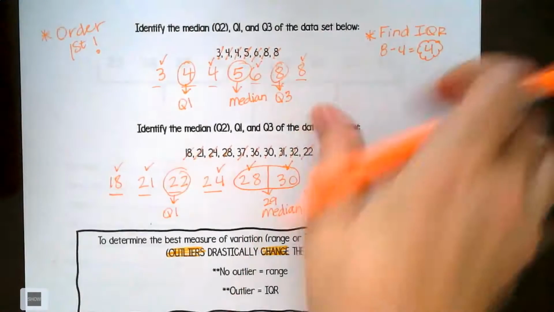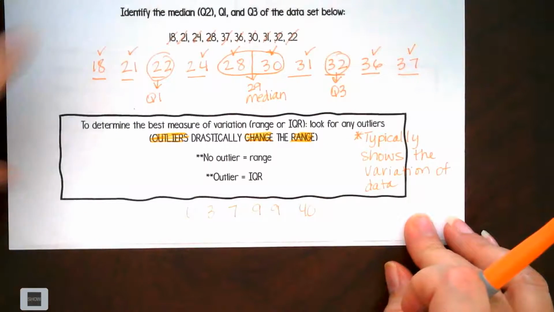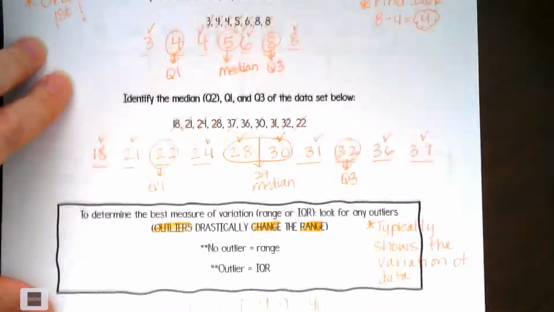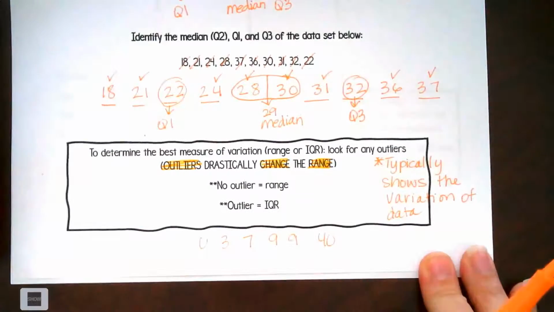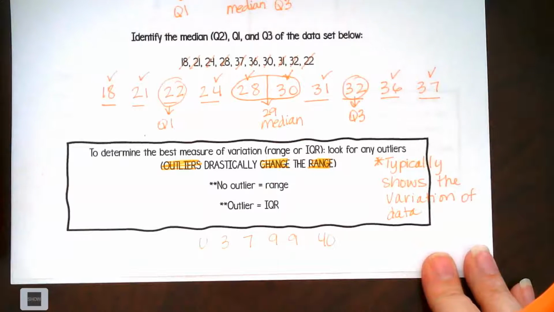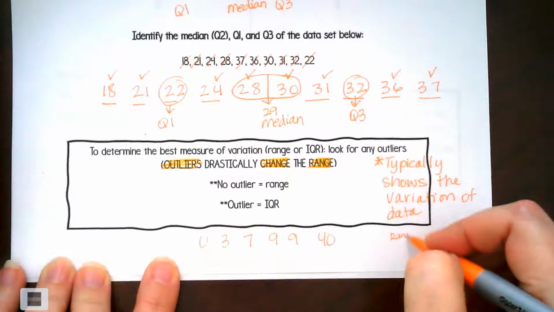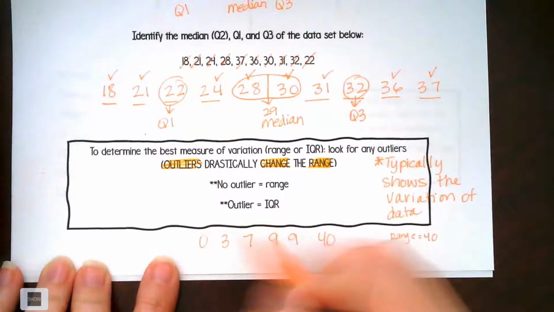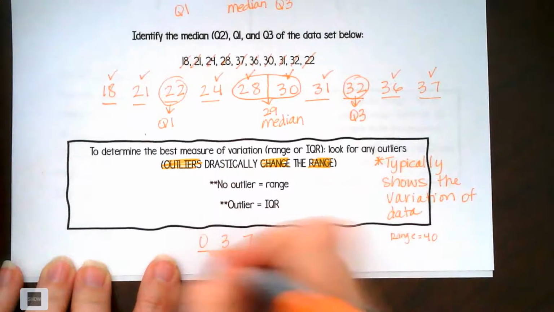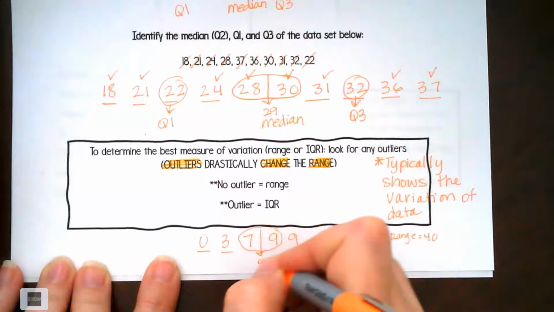Oops, sorry, you can't see that, can you? We have the numbers 0, 3. Oh, that's not showing up very well. 9, 9, and 40. The range would be from 0 to 40, which is 40. And then the interquartile range, well, we got to find the median. So the median is 8.